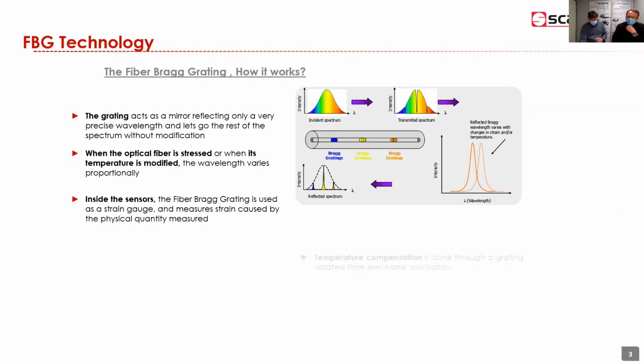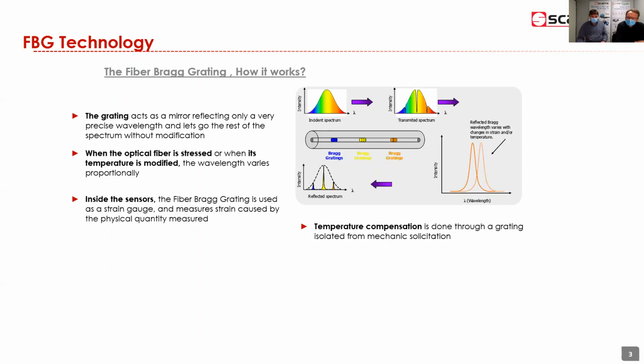So as I mentioned, the Bragg grating, sorry, is sensitive both to temperature and to deformation. So we have to measure temperature close to the sensor most of the time, if the temperature can vary, in order to remove the signal which is due to temperature from the sensor. And this is done automatically in our interrogators.